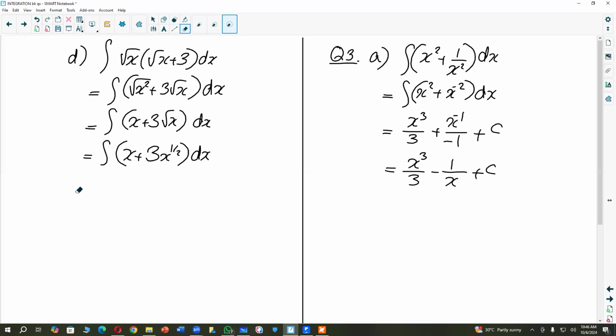So wait, when we have a number outside, then it's not going to be integrated. But when we have a variable outside, it is going to be integrated. Yes, a variable has to be integrated.